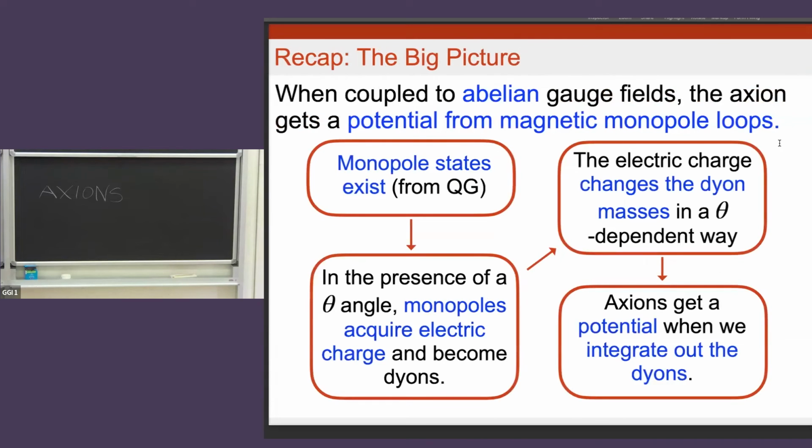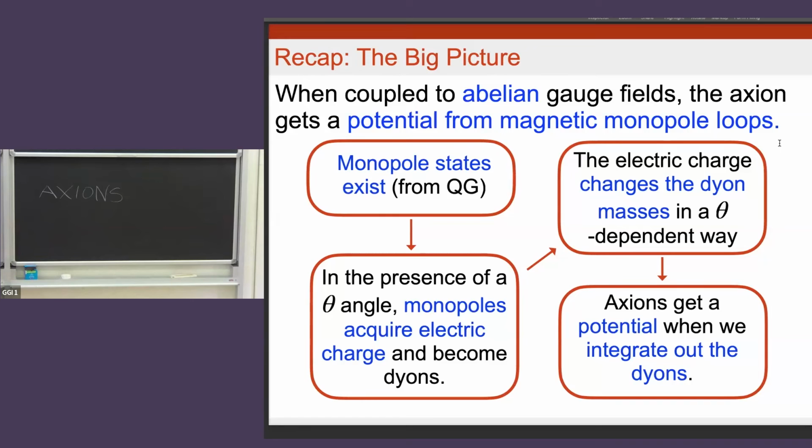Okay, so to recap how we get this effect, there are 4 steps. We expect these monopole states to exist. This was from quantum gravity. This didn't rely on a plasma of monopoles, just relied on the fact that there are states in the spectrum of your theory. Then in the presence of a theta angle, monopoles acquire electric charge and become dions. This is the Witten effect. Then the electric charge changes the dion masses in a theta dependent way. And from that, we can integrate out this heavy tower of dions and get that the axions get a potential when we integrate them out or when we sum over winding. So this is the big picture of how this effect works.